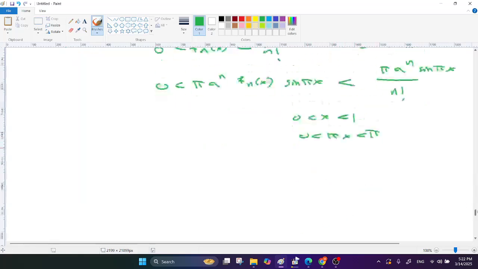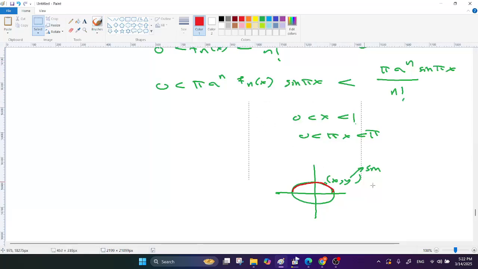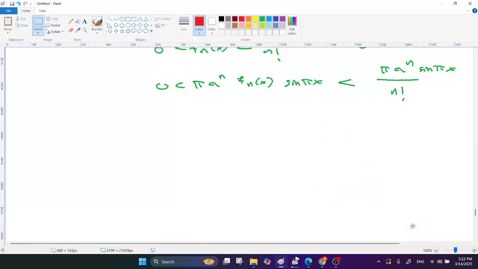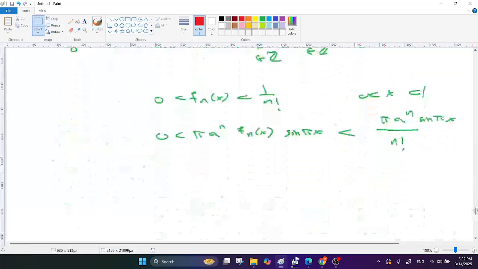Now let's see the unit circle. The unit circle here, y represents sine. And here in red, from here to here is 0 to π. From 0 to π, sine is positive. So the equality is correct. We don't have a problem with this equality. Good? Good. Now what?